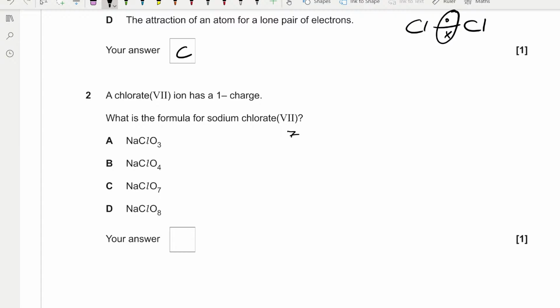So for example in NaClO3, oxygen is -2, so if we multiply that by 3 we get -6. Sodium is always going to be +1, so then we can simply deduce that it will be a +5 chlorine charge, so it's not that one. And therefore if we work out for B we get an oxidation number of +7, which is the correct answer.